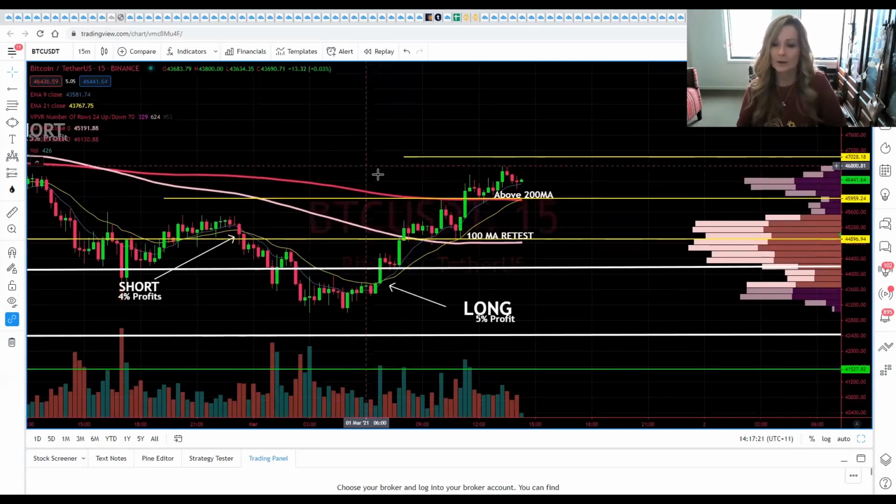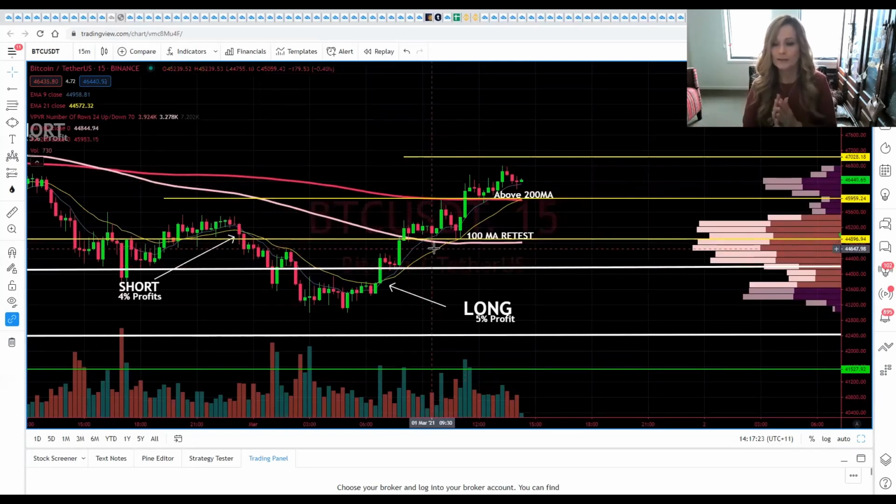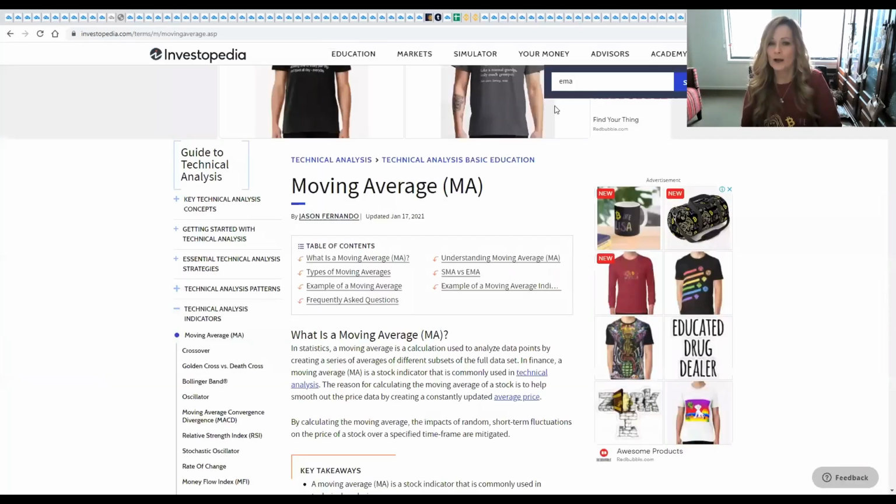We can see by these waves that once the waves fan out, we continue up, and we've got that fan within the EMAs at the moment. If we go to Investopedia, we can see that a moving average is basically the calculation used to analyze data points, creating a series of averages. And that's why the waves come and touch those points all of the time.